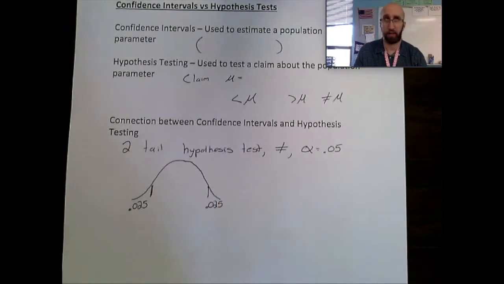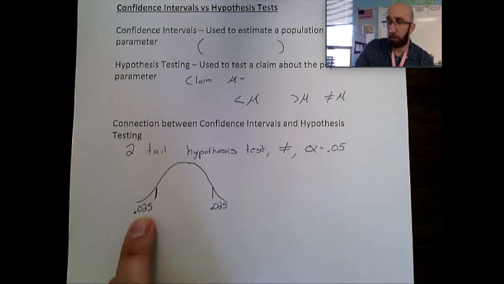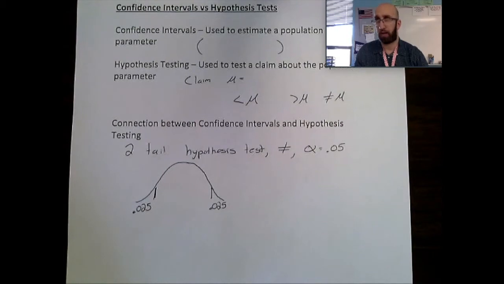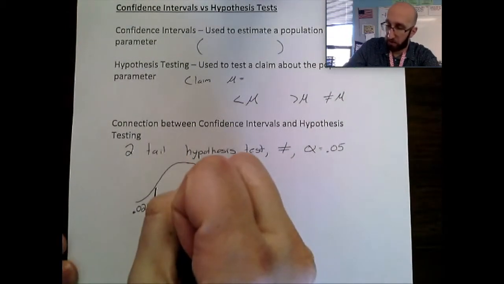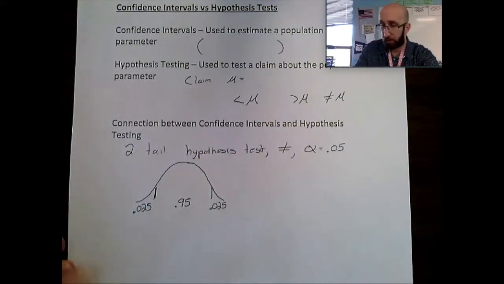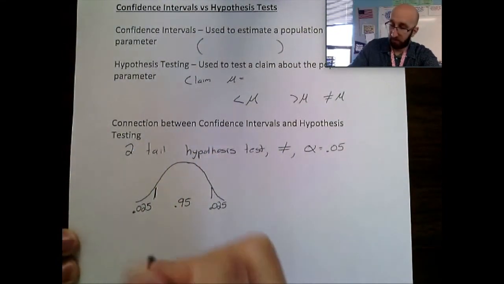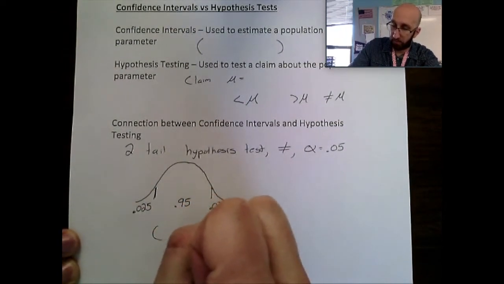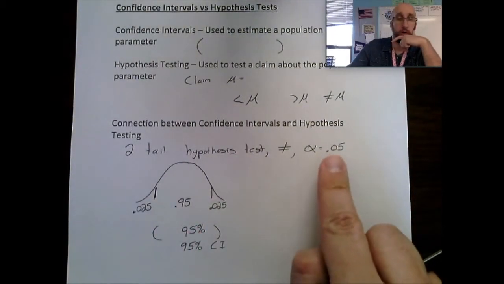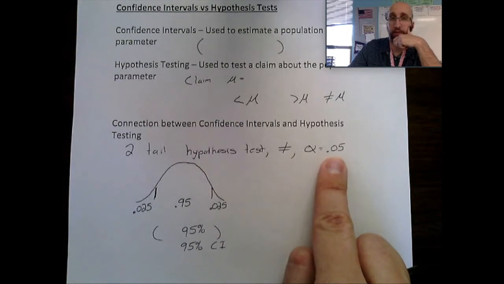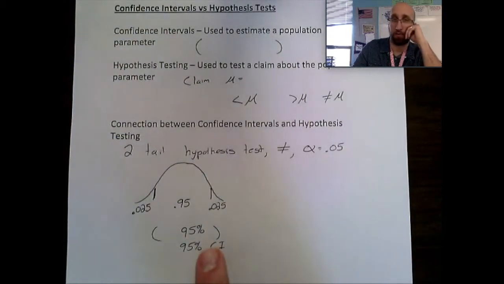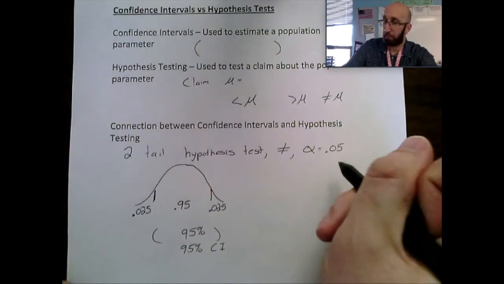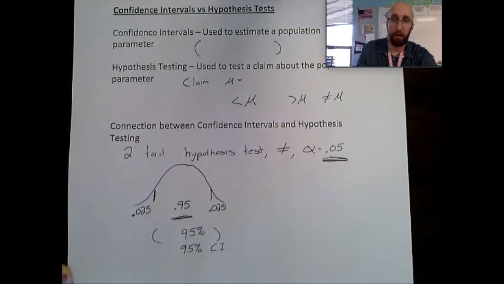So here's the connection, and here's my logic for connecting hypothesis testing and confidence intervals. If you have 0.025 in this tail and 0.025 in that tail, that leaves an area in the center of 0.95, because all this adds up to 1. So if 0.95 is left in the middle, that is 95%, which is a 95% confidence interval. So if you're going to do a two-tail hypothesis test, the equivalent in confidence intervals would be a 95% confidence interval. You'll notice these numbers just add up to 1.